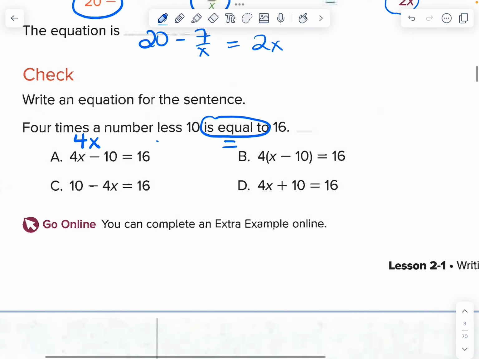So 12 plus, that's a weird looking 8. Now, this right here, we're not sure about, but we know it comes out to 32.